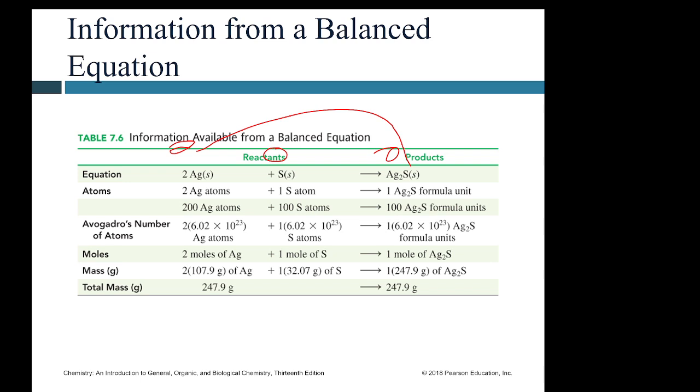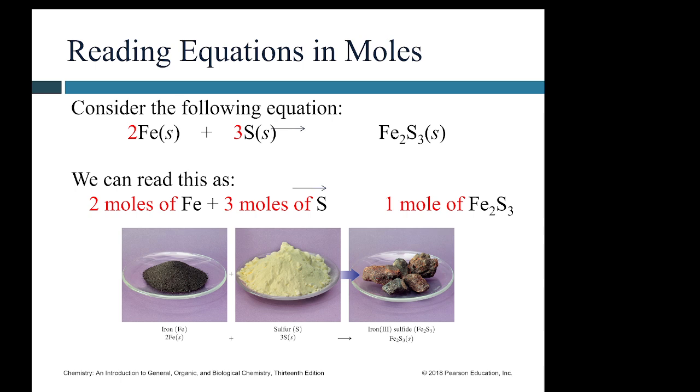So if I have 1 mole of sulfur, how many moles of product do I have? 1. Same number of moles, right? Because remember, moles are representations of atoms, aren't they? Okay. All right. So again, remember that we can use moles in these equations. So again, 2 moles of iron plus 3 moles of sulfur here are going to give us 1 mole of the iron sulfide that we talked about before.